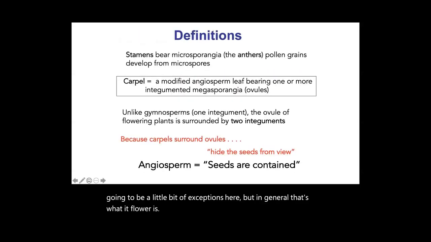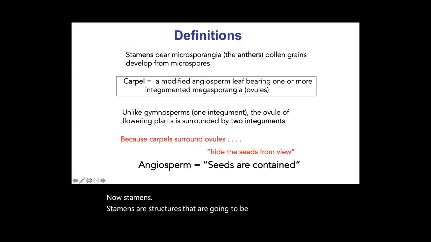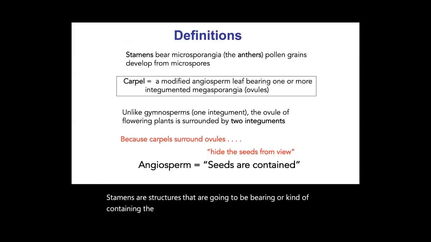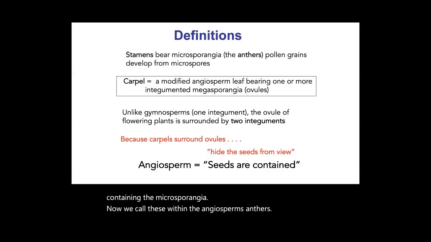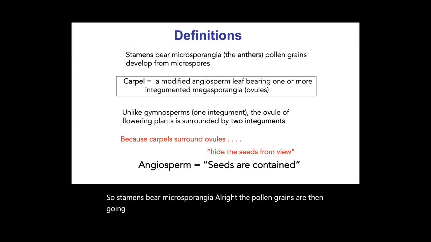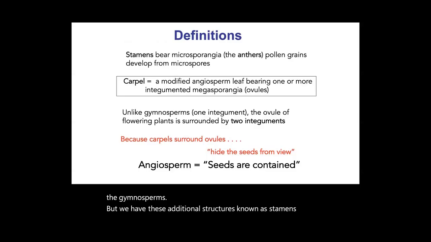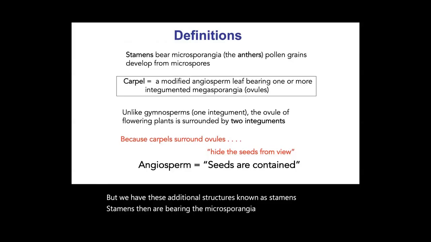Okay, now key definitions. So I want you to memorize these. Okay, now stamens are structures that are going to be bearing or containing the microsporangia. Now we call these within the angiosperms anthers. Okay, so stamens bear microsporangia. All right, the pollen grains are then going to develop from the pollen microspores, just like in the gymnosperms. But we have these additional structures known as stamens. Stamens then are bearing the microsporangia or the anthers, and they're going to be responsible for the development of pollen grains or these microspores.